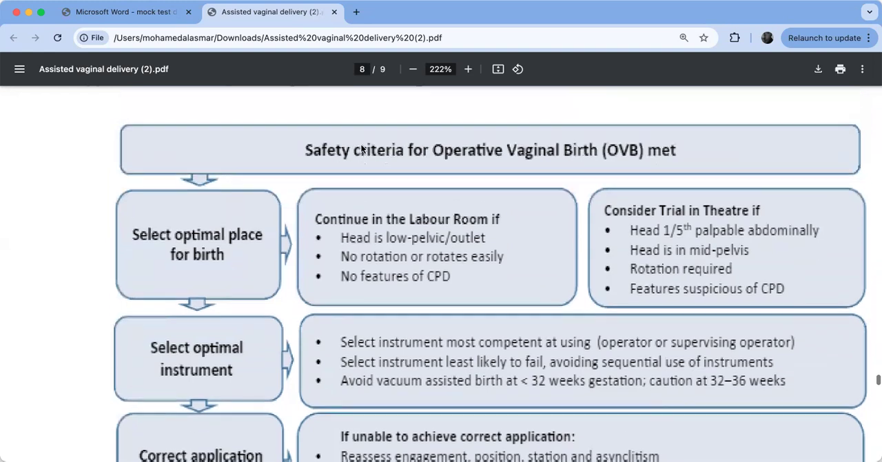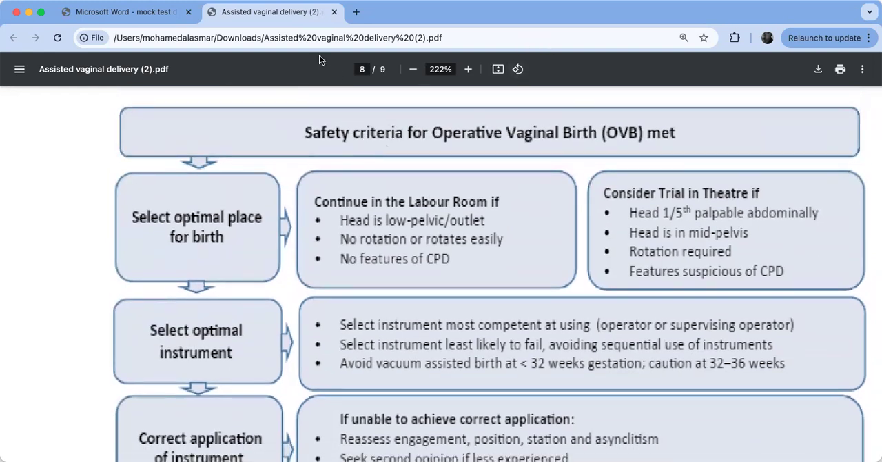So when to offer the instrumental delivery? According to the RCOG, in primaries it depends on epidural or non-epidural. If the woman has an epidural, it will be after 3 hours of the second stage. If she has no epidural, after 2 hours. If multi, after 2 hours with epidural or after 1 hour without epidural.